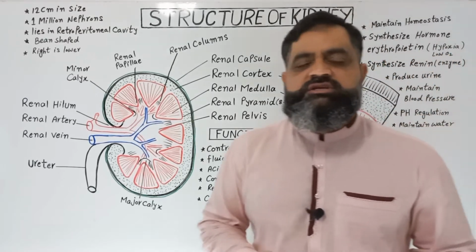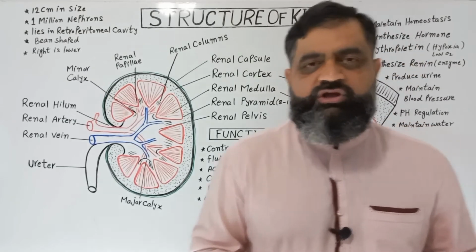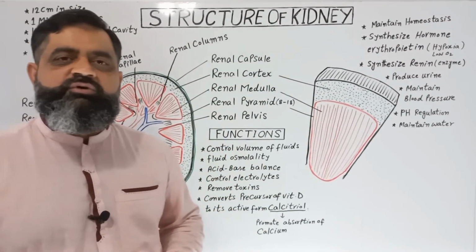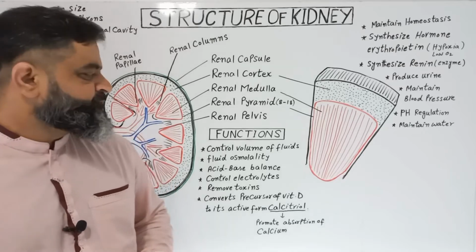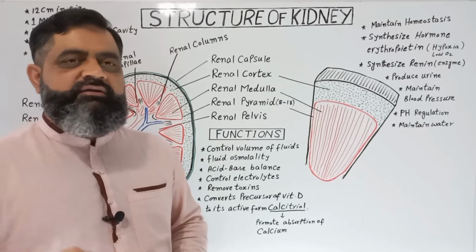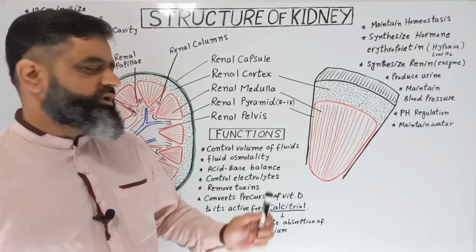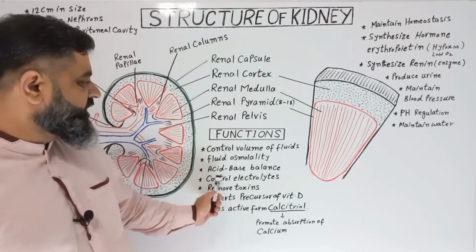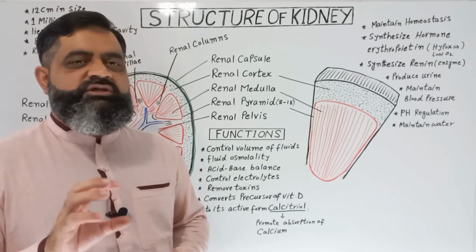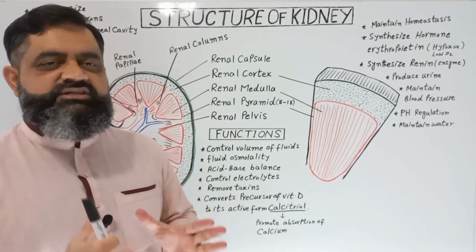Now let's discuss and list some important functions of the kidney so that we can know its importance. The first and most important function of the kidney is to control the volume of the fluids in our body, especially water. It also maintains the osmolality of fluids like blood and plasma. It also balances acid-base concentration. It controls the pH, like removing H positive ions or OH negative ions, to maintain the pH at a constant level.